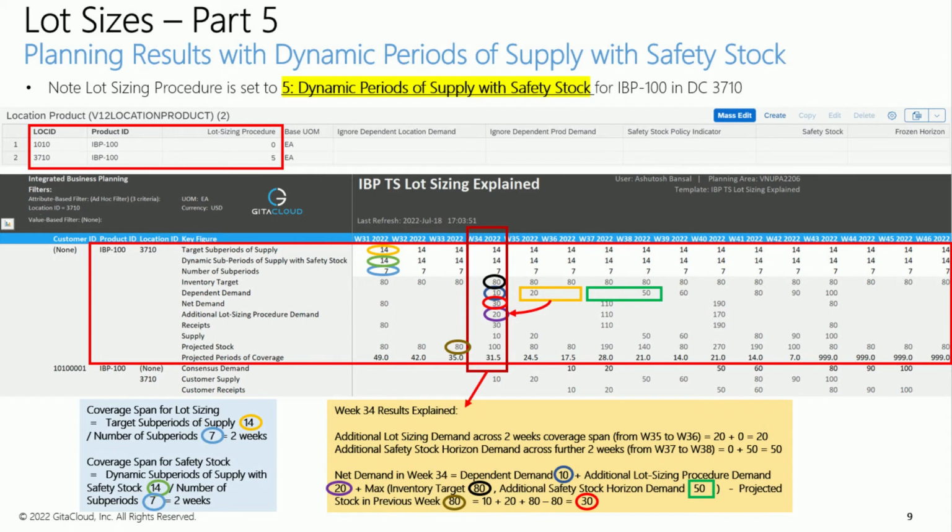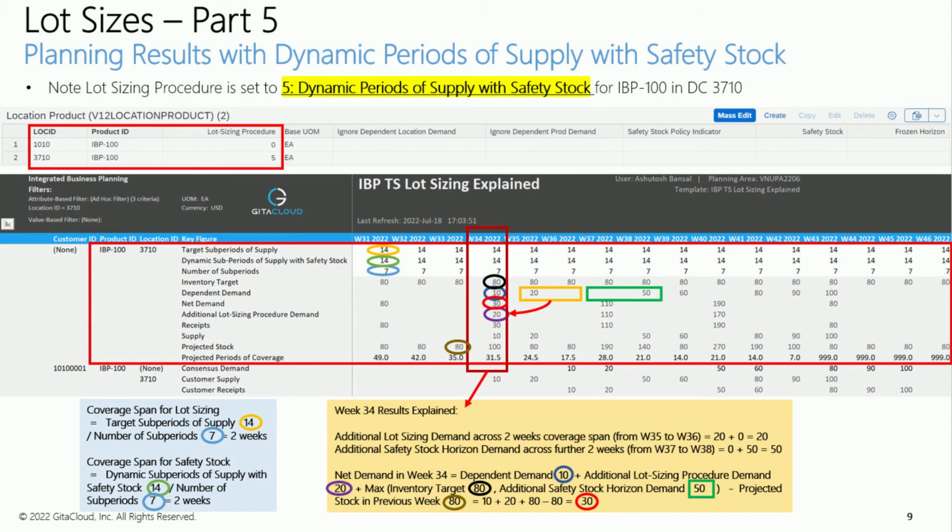Let's review results in week 34. Additional lot sizing demand is 20 across the 2 subsequent weeks, weeks 35 and 36. Safety stock demand is 50 across the 2 further subsequent weeks, weeks 37 and 38. IBP now compares inventory target in week 34, which is 80, with the safety stock demand, which is 50. IBP proceeds with the greater of the two, in this case, the inventory target of 80.